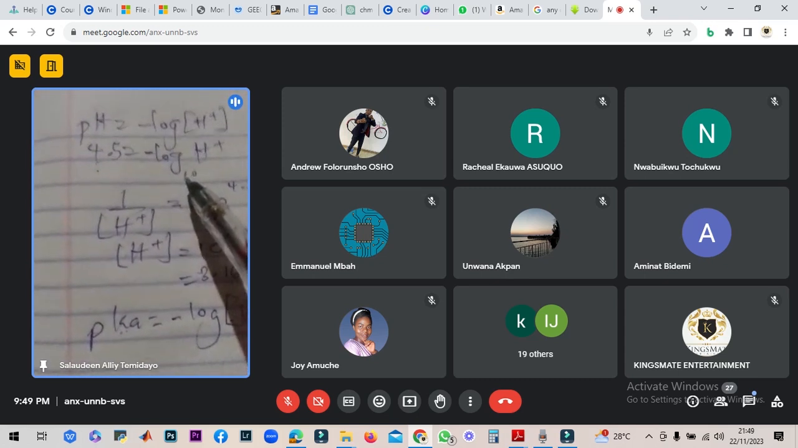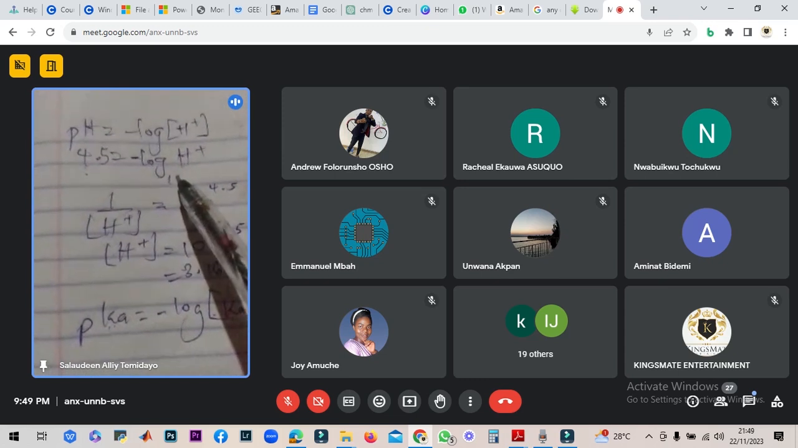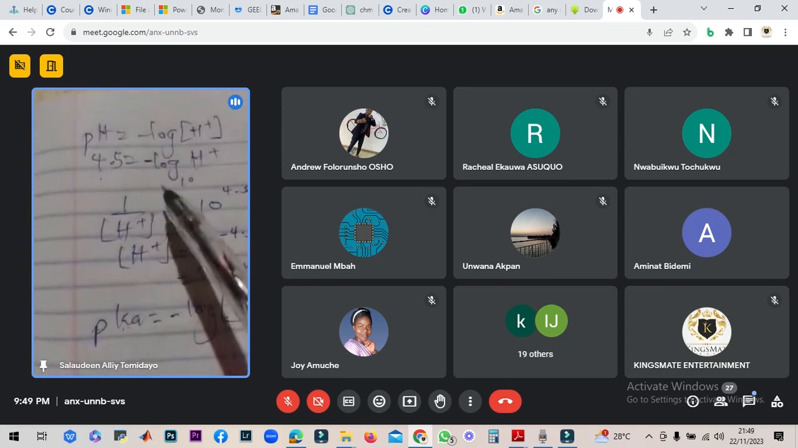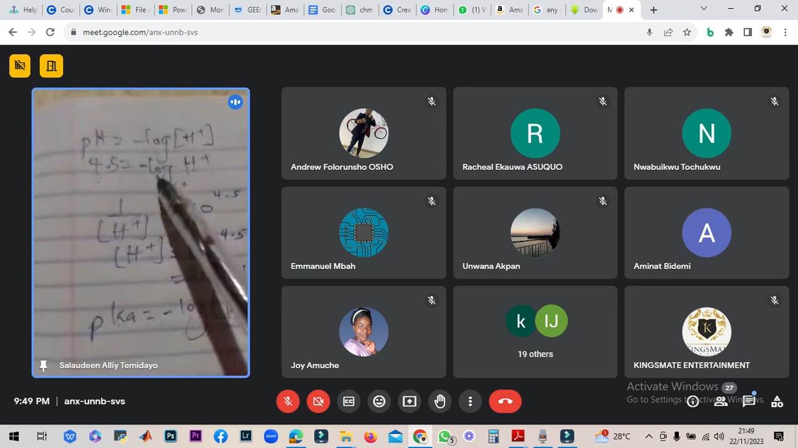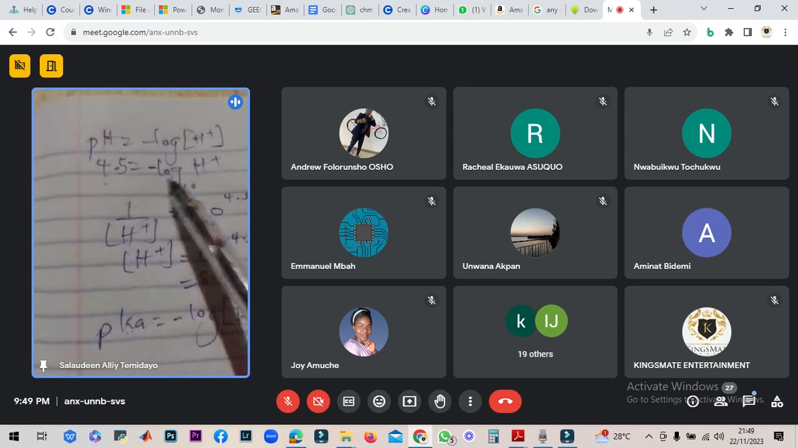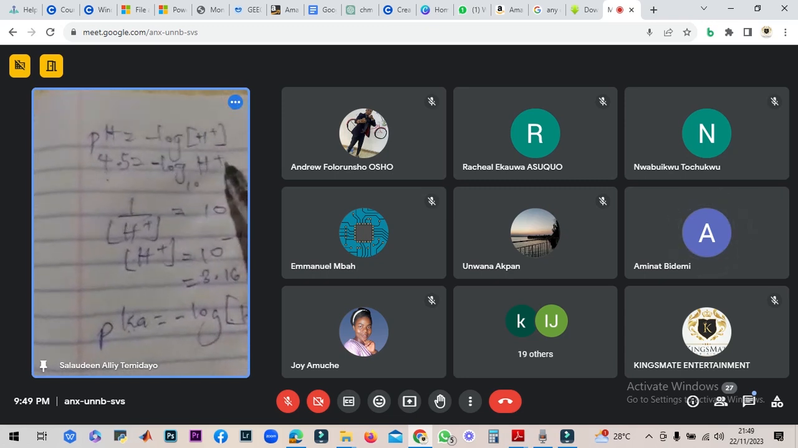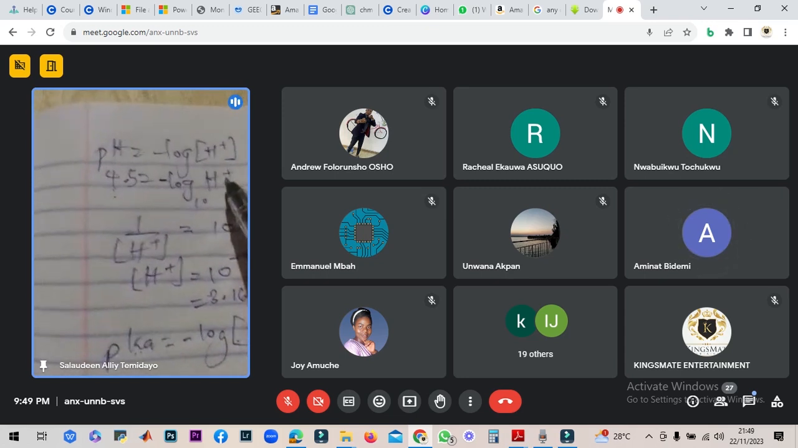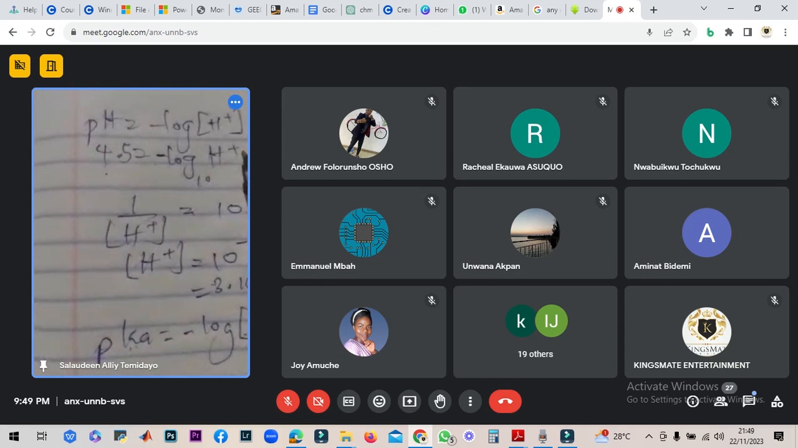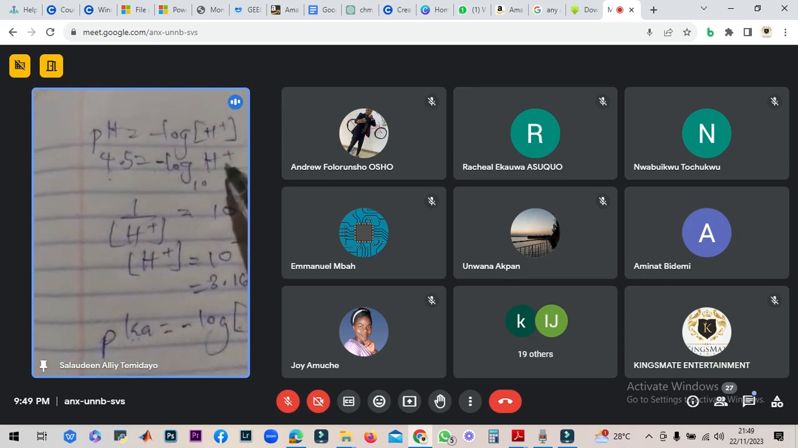So I'm going to remove this from logarithm form and make it to be in indices form. Before doing that, I know that the coefficient of log hydrogen ion concentration is minus. This minus is going to come to this place, and this will be H plus raised to power minus 1. So that's 1 over H plus.